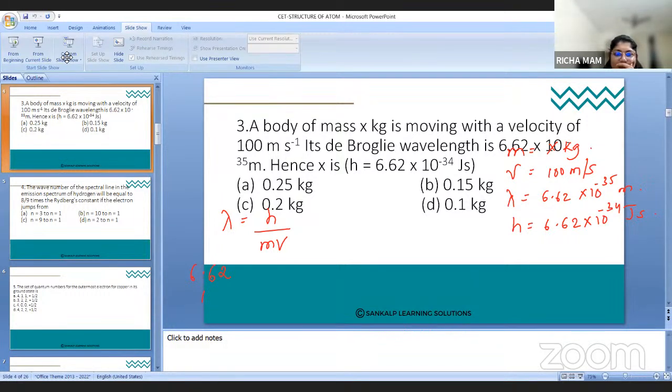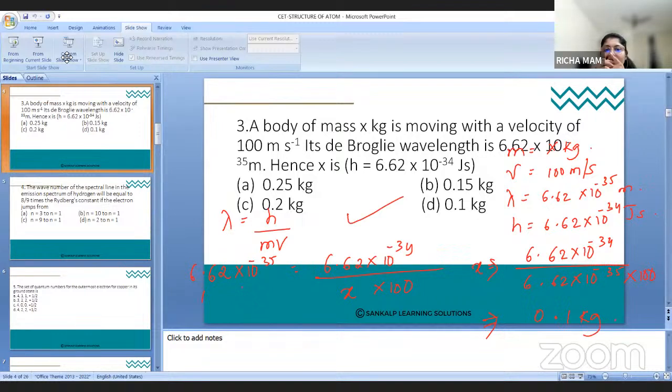Easy substitution: 6.62 into 10 raised to minus 35 is equal to 6.62 into 10 raised to minus 34 upon x into 100. We don't know the mass, so I'm going to transfer this here and this here. x is equal to 6.62 into 10 raised to minus 34 by 6.62 into 10 raised to minus 35 into 100. After this simple calculation you get 0.1 kg. So the answer is D.